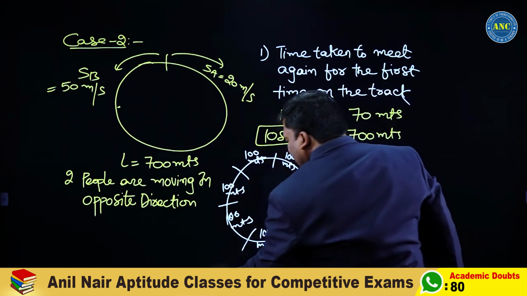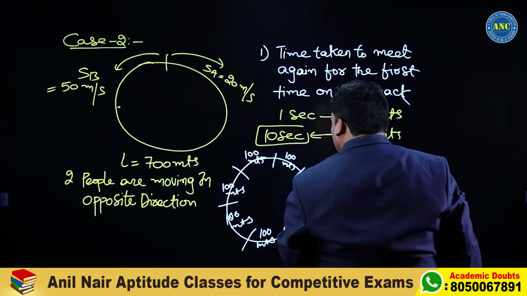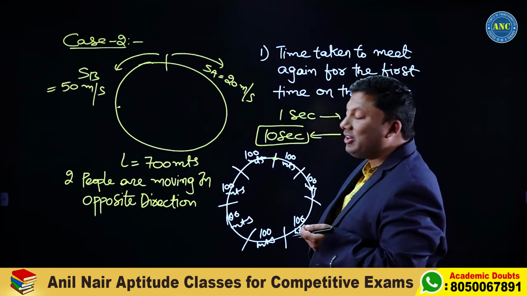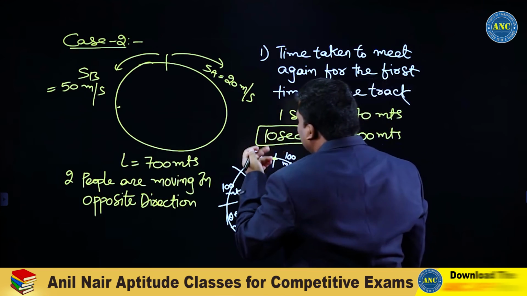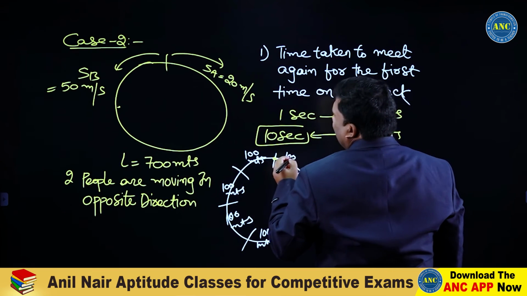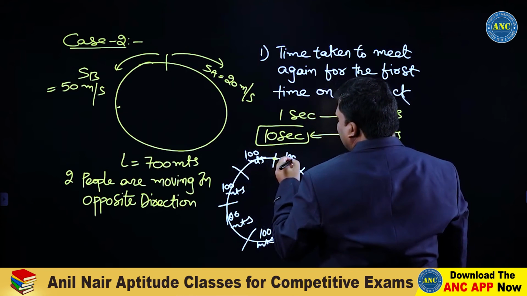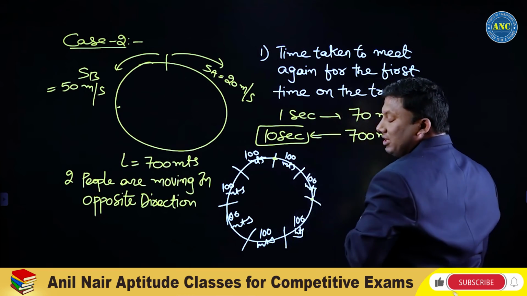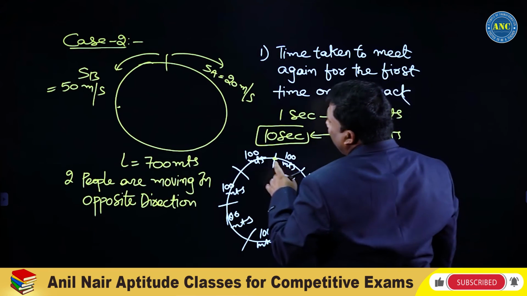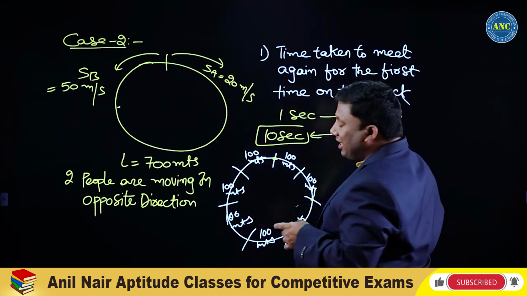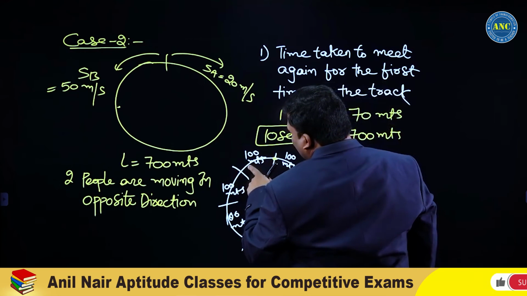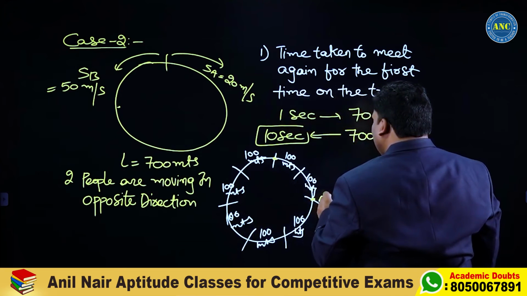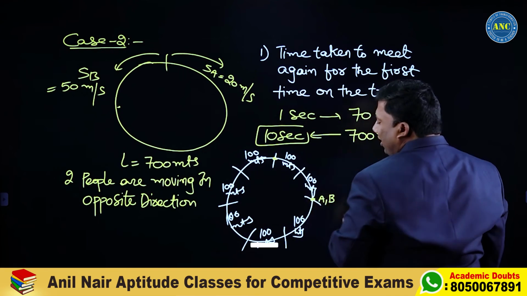Now, if you see here, A and B are at the starting point. Listen carefully, sir. Once you understand, it is easy. A travels 20 meters per second, so in 10 seconds it is 200 meters. A is here. B travels 50 meters per second, so in 10 seconds it is 500 meters: 100, 200, 300, 400, 500. A and B meet here for the first time. Are you all with me?